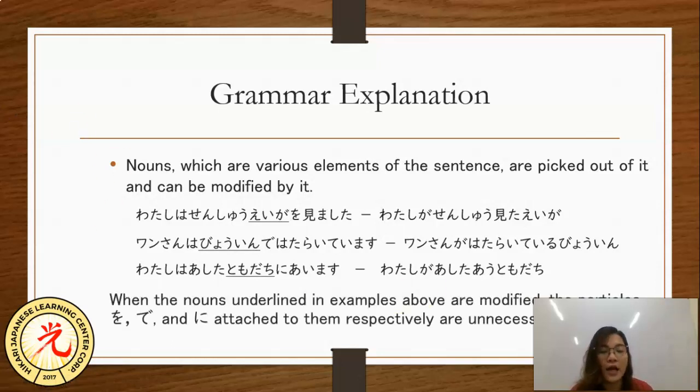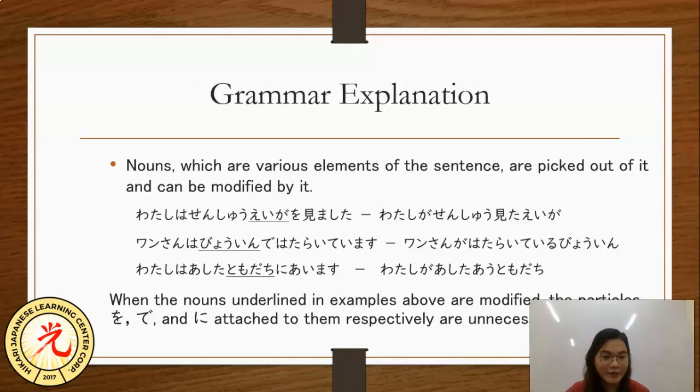So, when the nouns underlined in examples above are modified, the particles o, de, ni, attached to them respectively are unnecessary. So, pag minomodify mo na, hindi mo na kailangan i-attach si particle o, de, or ni, for example. Okay? So, hindi na siya kailangan pa since nagiging buong noun na siya.